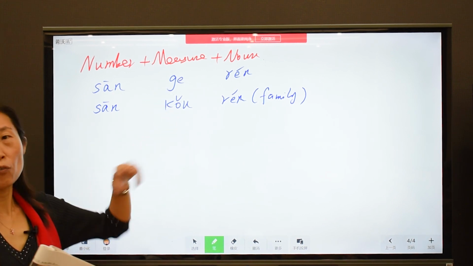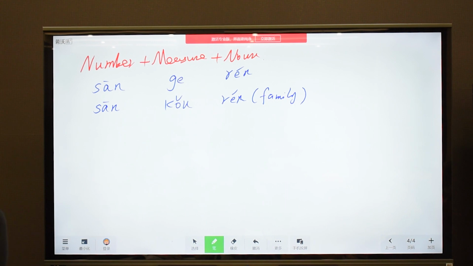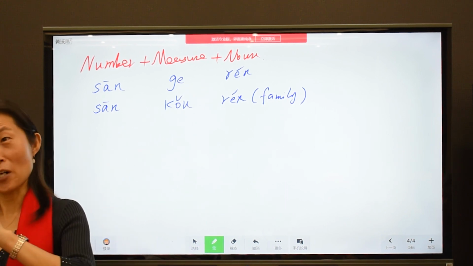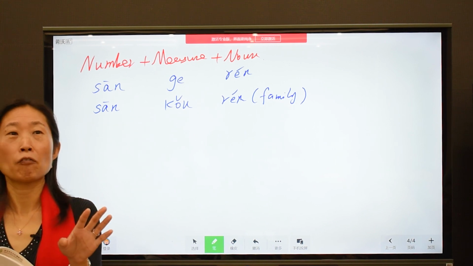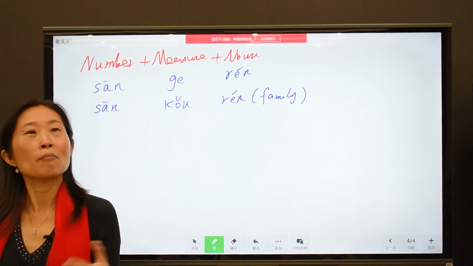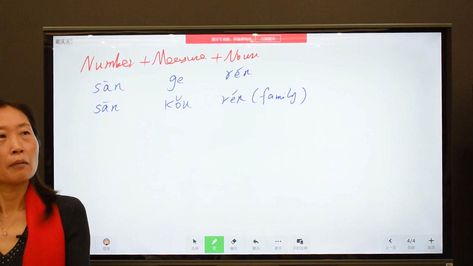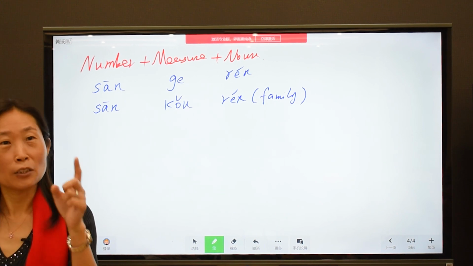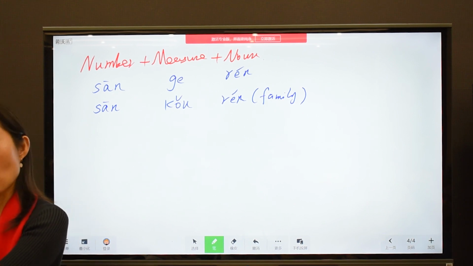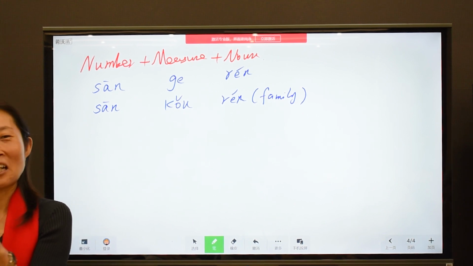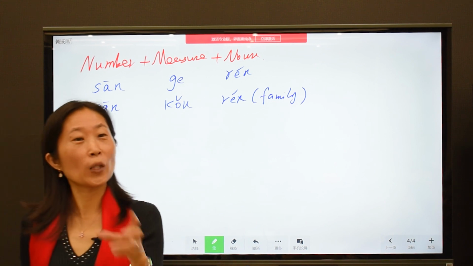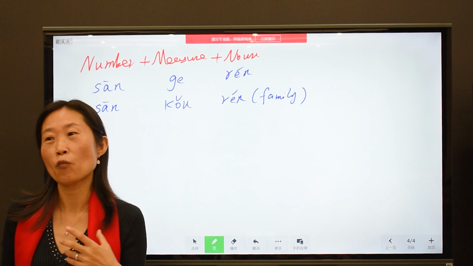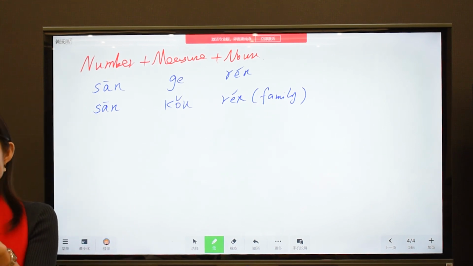Why use 口 for family members? That's from history. Long time ago, China was very poor, so we didn't have enough food. So the government offered food. But for each family, how much food should be given? It depended on how many mouths to feed. That's why we use 口 to count. That's where using 口 for people in the family came from.